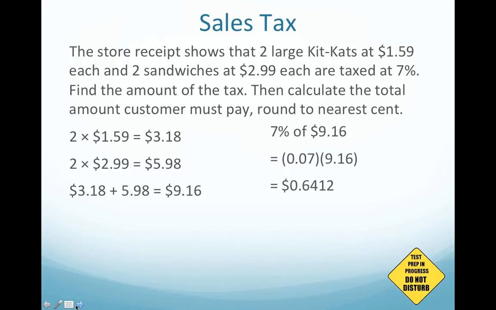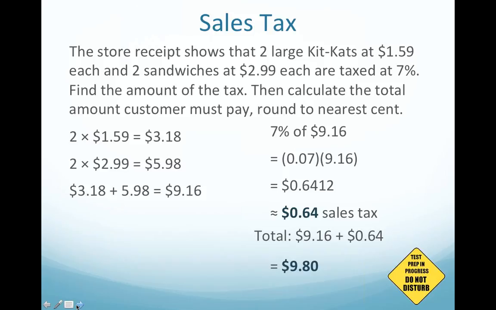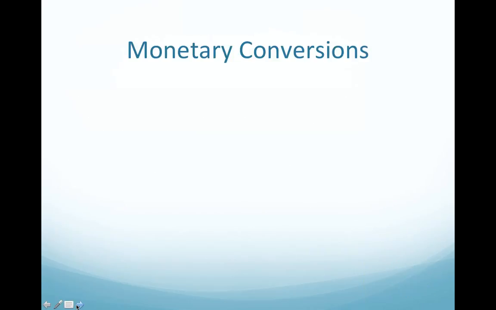And that's going to give us 64 cents. So we added all the costs up, and then we multiplied it by 7%. Notice we have that word in there, of. This stands for multiplication. And then we can take the taxes and add it to the price, and that'll tell us how much we really owe. And there we go.